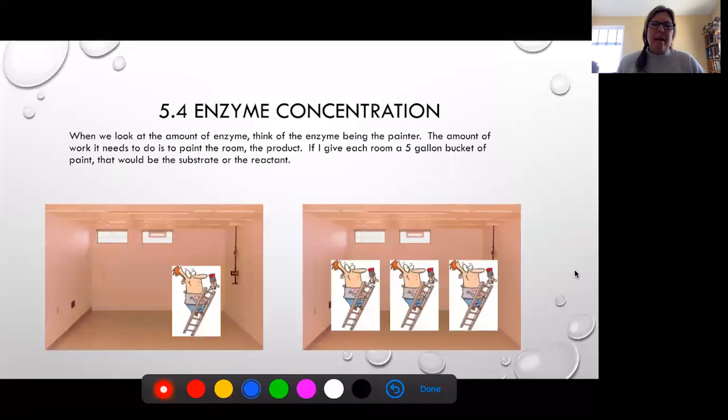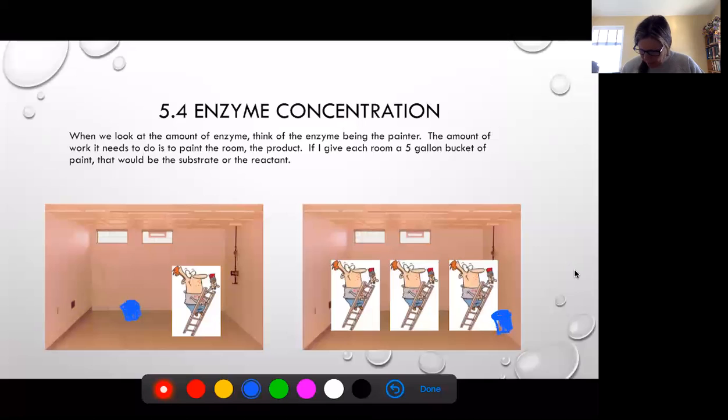The next lab is probably one of the harder ones to understand, and that is where we're looking at enzyme concentration. So we're going to look at the amount of enzyme. I'm going to think of the enzyme being the painter. Notice I have two rooms. They have the same amount of wall space. We are going to have the same amount of paint. So let's just say that we had the same size bucket in both of the rooms.